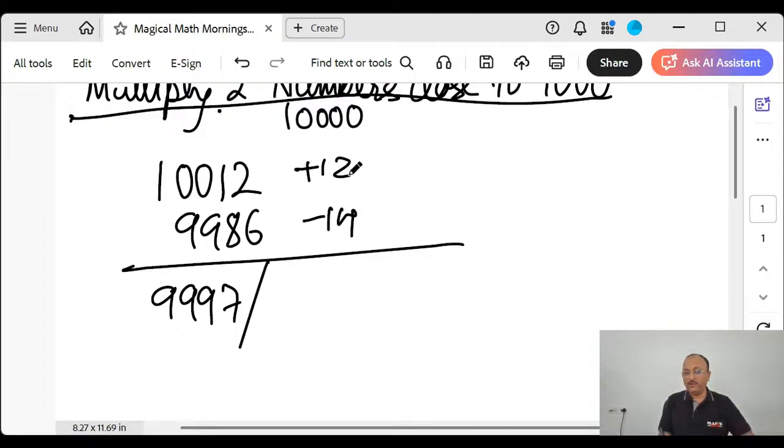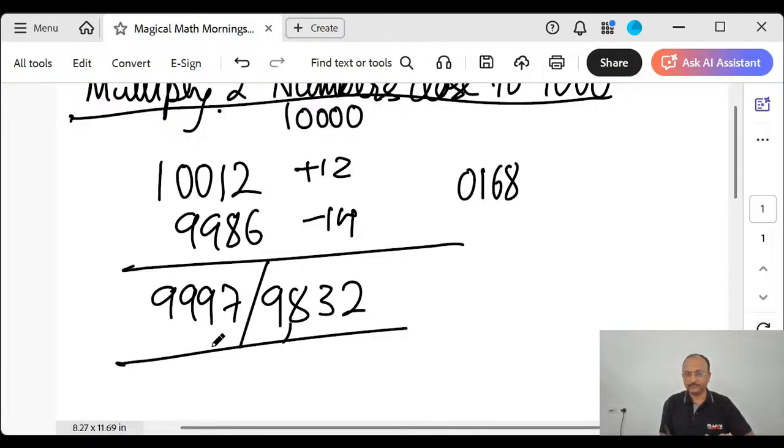Then 12 into 14. So how do you do the multiplication? 14 tens are 140. 14 twos are 28. That is 168. But the base is this one, correct? So in mind I will consider it as 0168 and I will start writing its complement. 9's complement of 0, 9's complement of 1, 9's complement of 6, and the last one is 10's complement. This is the answer. Correct?